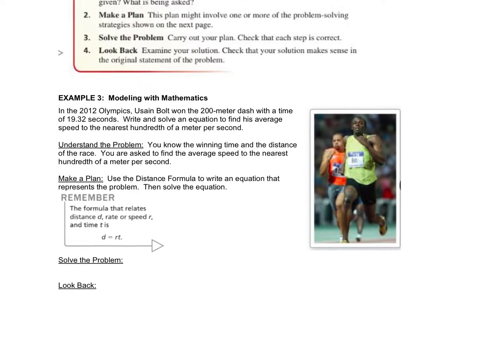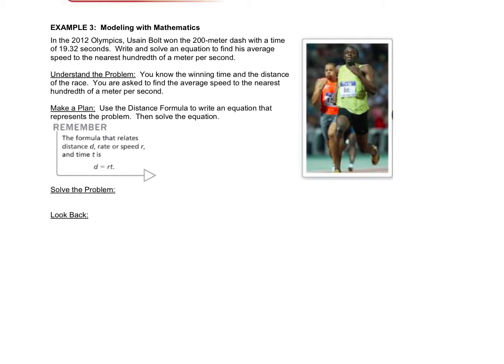So here's an example that we're going to look at. The Olympics, Usain Bolt won the 200-meter dash with a time of 19.32 seconds. We're going to understand the problem, make a plan. We can understand it by knowing the winning time and distance. You're asked to find the average speed to the nearest hundredths. That's always an important thing. The winning distance and time is important to notice.